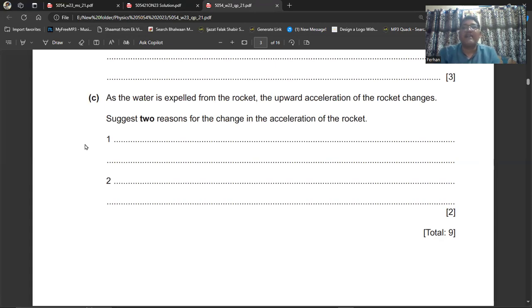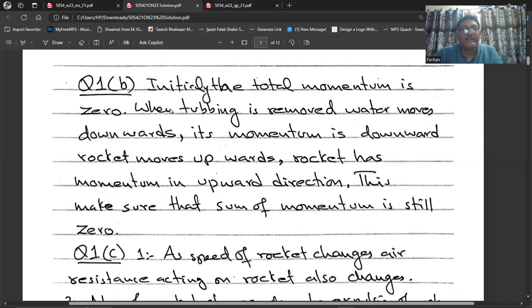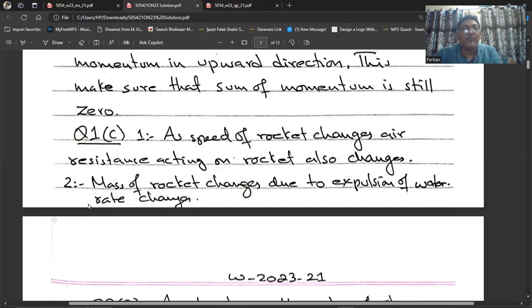Another reason is that the mass of the rocket is also changing, because the rate of the expulsion of the water from the rocket changes as time passes by. That's why the mass of the rocket is also changing, and that's why the acceleration of the rocket is also changing. This is my point of view.